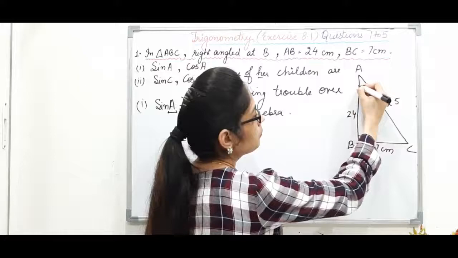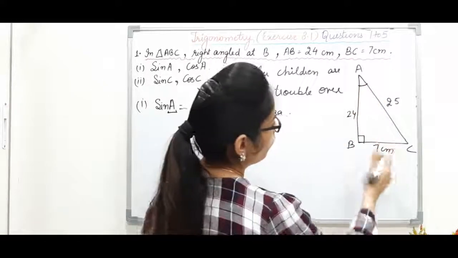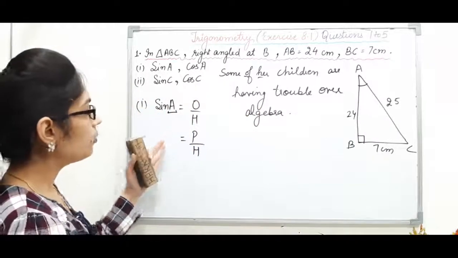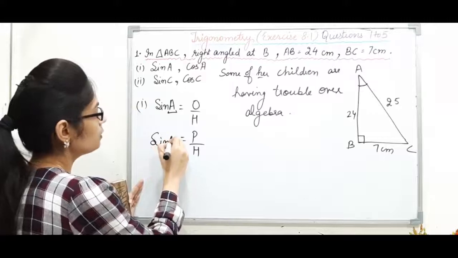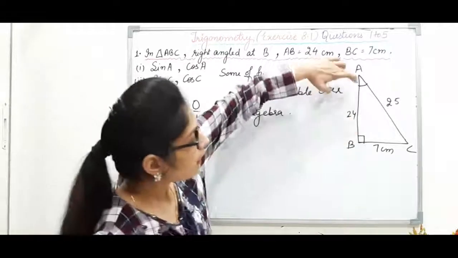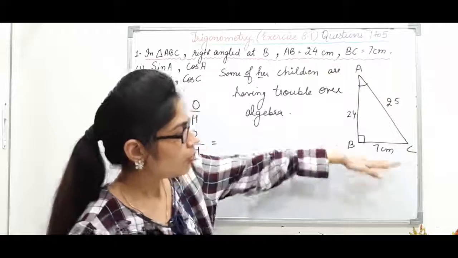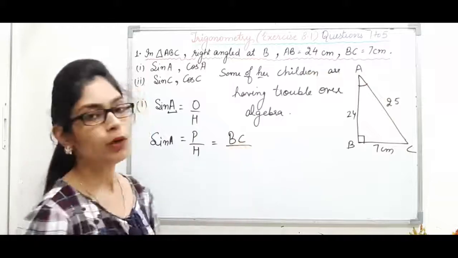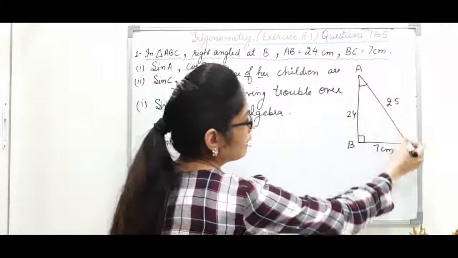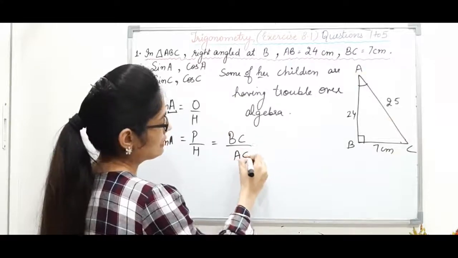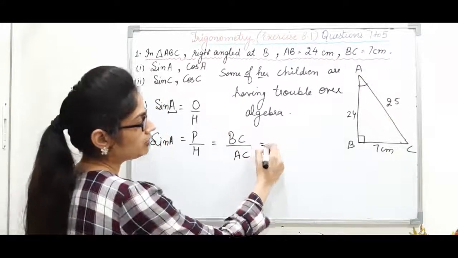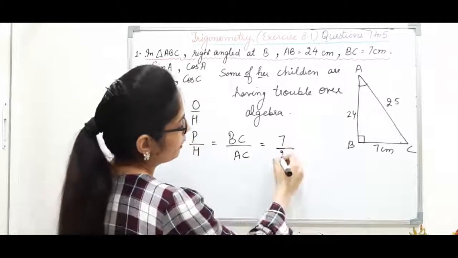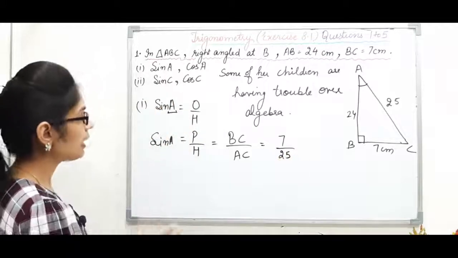So this is angle A. If you want, you can just rotate the triangle, or directly from here you can see that perpendicular means opposite: you have to look at the side opposite angle A, which is BC. And the hypotenuse will always remain the same, the longest side, which is 25, and AC is the hypotenuse of the triangle. So BC is 7 and AC is 25. So this was sine A.